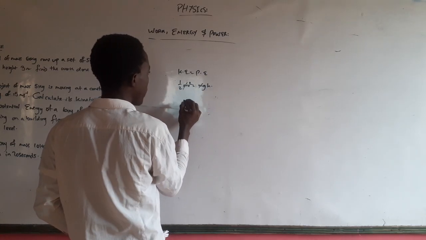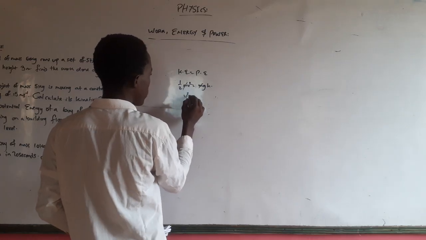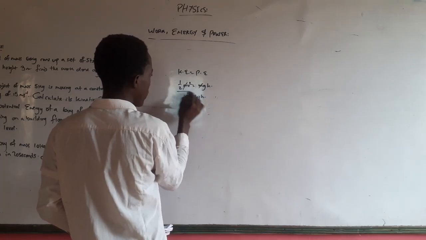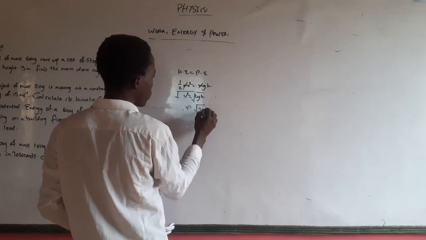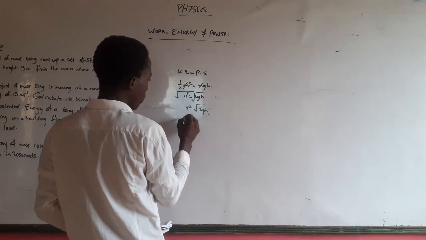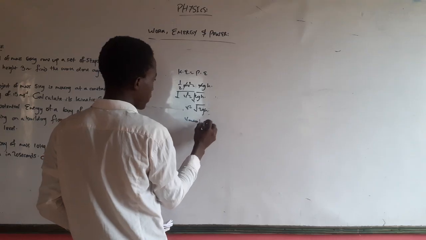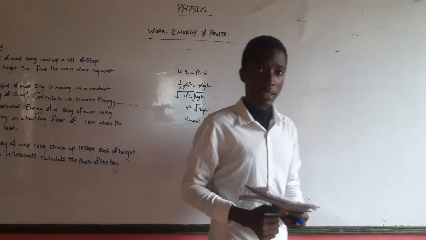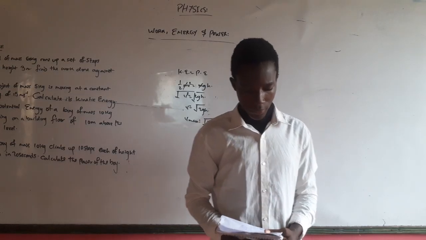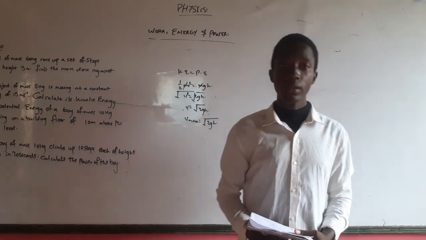So m cancels m. Multiply through by 2, so we have v squared equal to 2gh. Take the square root of both sides, so v is equal to the square root of 2gh. This is what we call v max, the maximum velocity, equal to the square root of 2gh. So that's it.